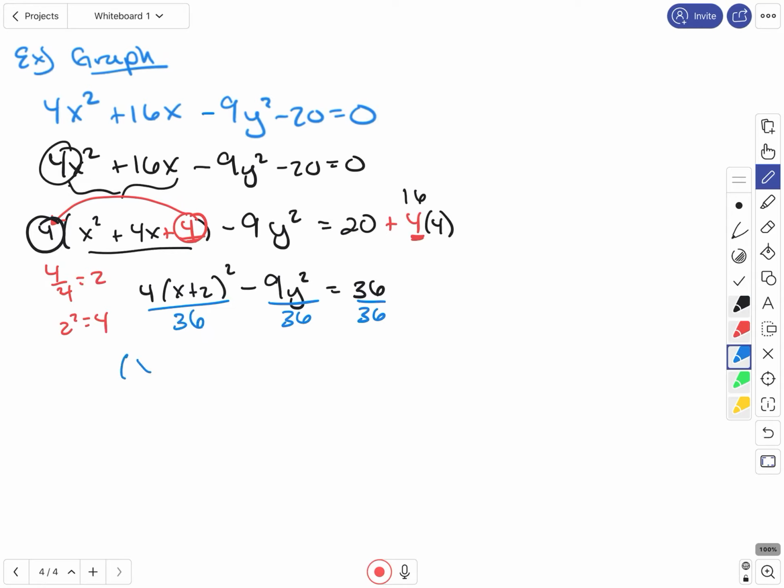So now we've got x plus 2 all squared over 9. The 36 and the 4 we're going to reduce to a 9 in the denominator. The 9 and the 36 by the y we're going to reduce to a 4 in the denominator. And now our 36 over 36 is 1. Great. So we have center is at negative 2, 0.